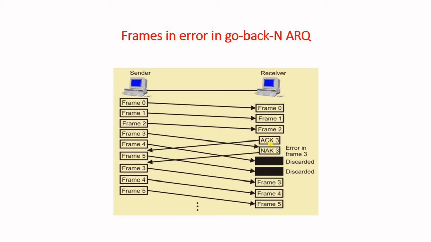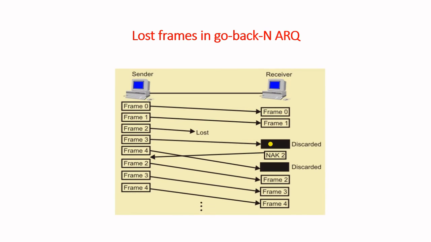Okay. Now, lost frames in go back N ARQ. In this example, the sender is sending frame 0 that is received correctly. Frame 1 is sent and the receiver received it correctly. But when frame 2 is sent by the sender, it is lost during the transmission, or during transit. So frame 2 is lost.